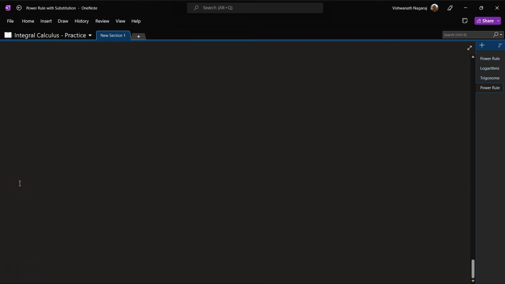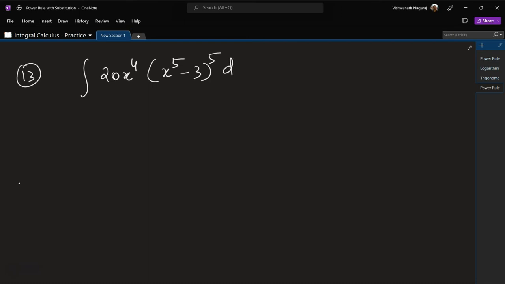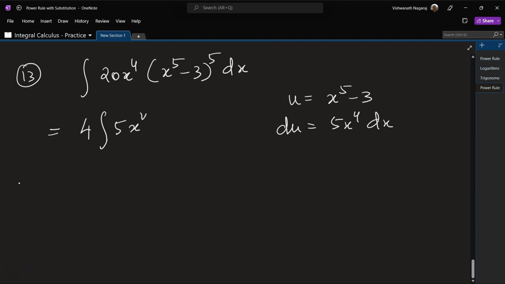Okay, 13th one, integral of 20x to the power of 4 times (x to the power of 5 minus 3) to the power of 5 dx. So u will be x to the power of 5 minus 3, du would be 5x to the power of 4 dx. So this becomes, again, we do the factoring. So 4 times 5x to the power of 4 times (x to the power of 5 minus 3) to the power of 5 dx. So we get integral of u to the power of 5 du.